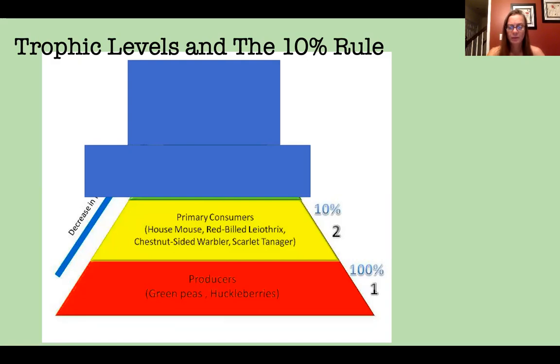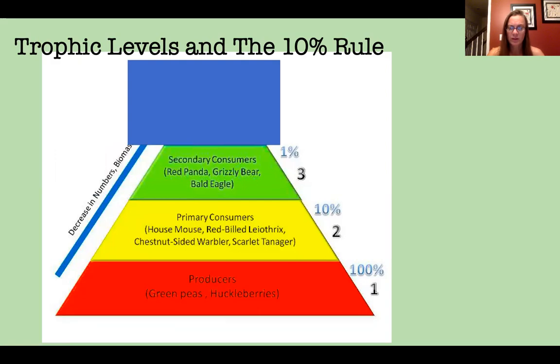So you can see that you need a lot of producers to support consumers. As we move up, secondary consumers eat primary consumers. Now we've moved one step farther away from those producers. So at each level of the trophic pyramid, only 10% of the energy that was available at the previous level is available at this level. So 10% of 10% is 1%. So only 1% of the energy that was produced by those producers is available by the time we get to the secondary consumer level.